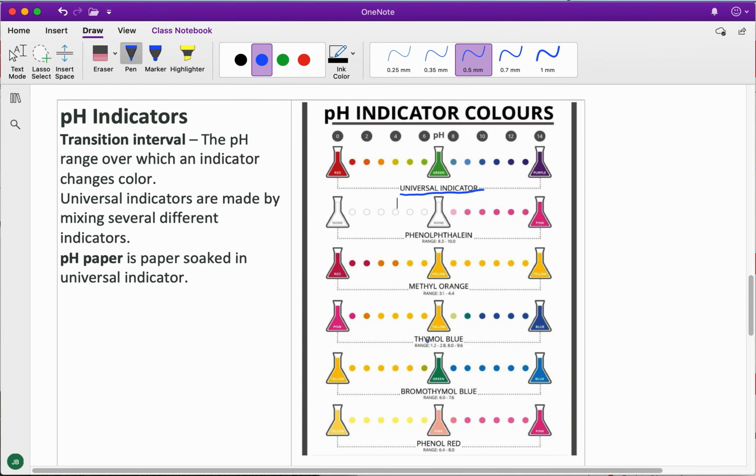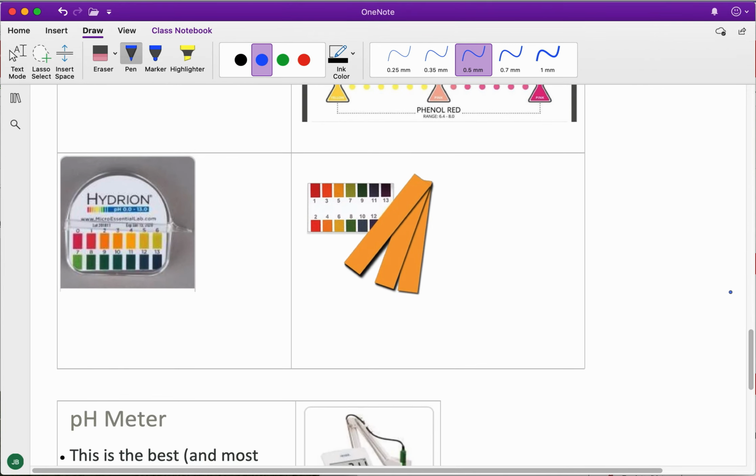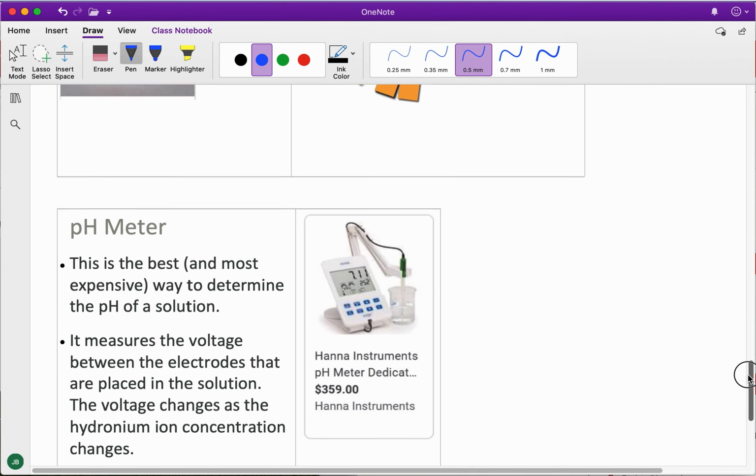Now, pH paper, which is something else that you may be familiar with, is a paper that's been soaked in universal indicator, so it can cover a big long range. So what you see here is some pH paper, and you can see one of the great things about pH paper is it goes from everything from a pH of 0, so extremely acidic, all the way to a pH of 13, extremely basic.